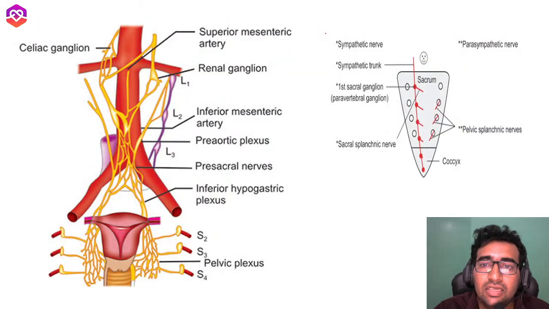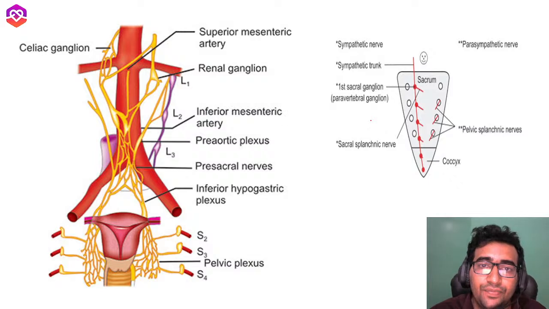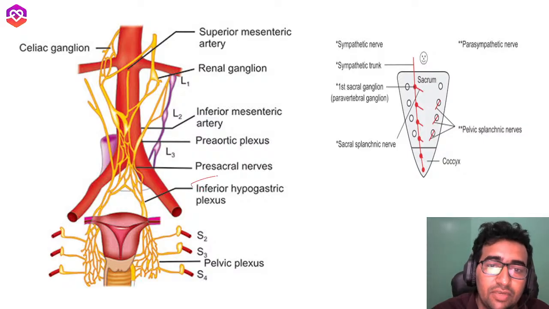Okay. Now there is another. You can see here in detail about this in this figure. You can see the pelvic plexus here. S2, S3, S4. Okay. And you can also see the pelvic splanchnic nerves here. S2, S3, S4. Okay. Then the superior mesenteric artery, inferior mesenteric artery, nothing else we want to show you there. Inferior hypogastric plexus. Can you see?